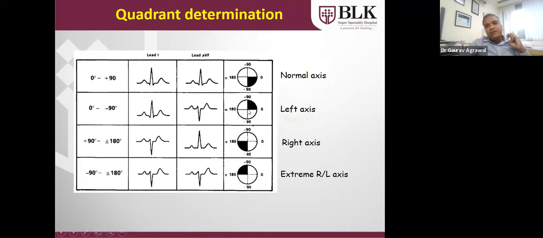Similarly, lead 1 is positive, we have to draw a line here, and lead AVF is negative. Negative AVF will be up. So the axis in between these will be somewhere here. It is left axis. Lead 1 is negative, which means we have to draw here, because here is the positive and here is the negative, and lead AVF is positive, so we draw here. So somewhere in between, the axis will be here. It is a right axis. And if both are negative, the axis will be somewhere here. This is extreme axis or northwest axis.